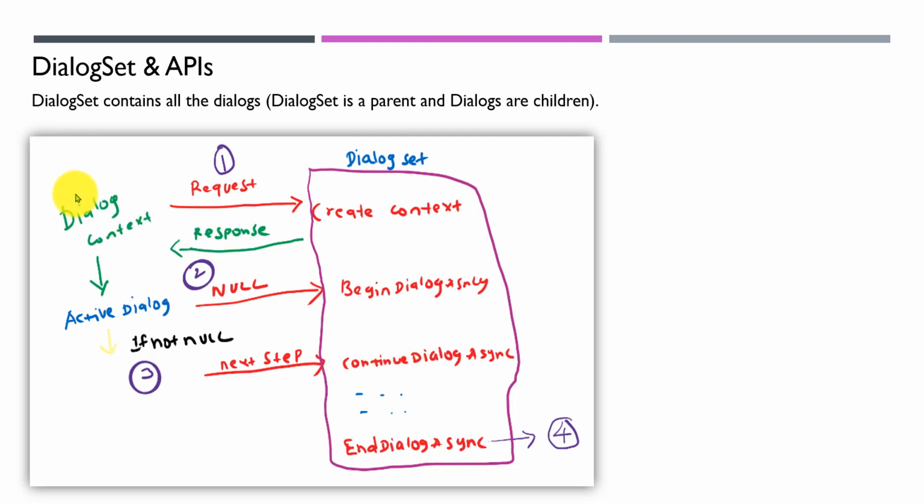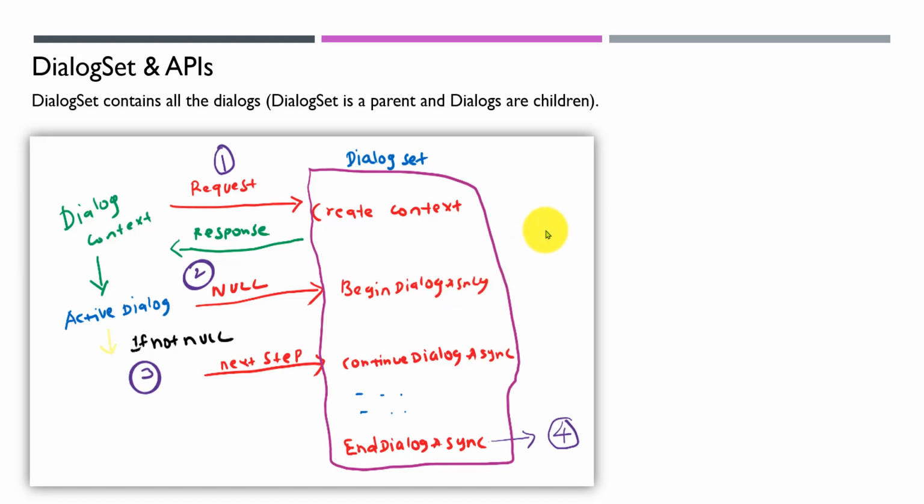When the conversation starts, we have to check the dialog set and create a context. So what is our current context? This returns the active dialog, which dialog is currently active. For example, if the active dialog is null, we have to start the dialog. Using this begin dialog function, we start the conversation, then the dialog flow will go continuously.